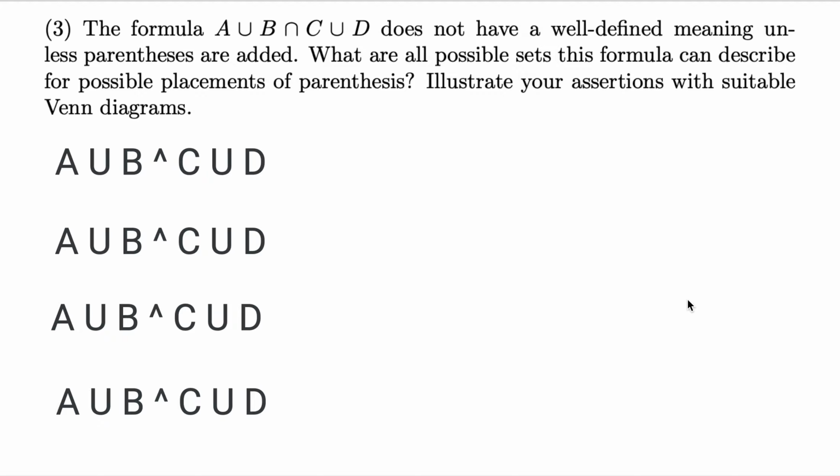The formula A union B intersects C union D does not have a well-defined meaning unless parentheses are added. What are all possible sets this formula can describe for possible placements of parentheses? Illustrate your assertions with suitable Venn diagrams. Take a crack at this yourself, then you get some hints, and then we'll proceed with the solution.